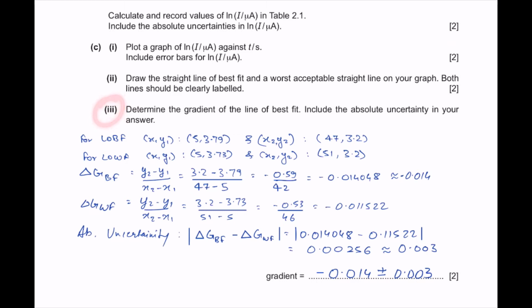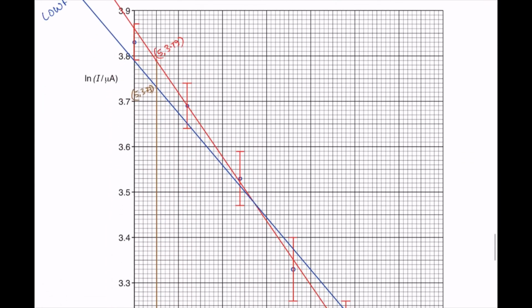Also, for the third point, determine the gradient of the line of best fit. Include the absolute uncertainty in your answer. This is a very important point here: how to calculate the gradient. In order to calculate the gradient, I have to take points on the line of best fit and the line of worst fit to calculate the absolute uncertainty. On the line of best fit I have taken x1, y1 as 5, 3.79 and x2, y2 as 47, 3.2, and for the worst fit line 5, 3.73 and x2, y2 as 51, 3.2. These points you have to mention in the graph.